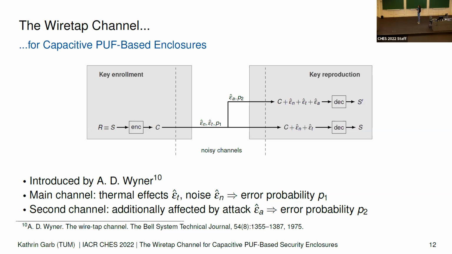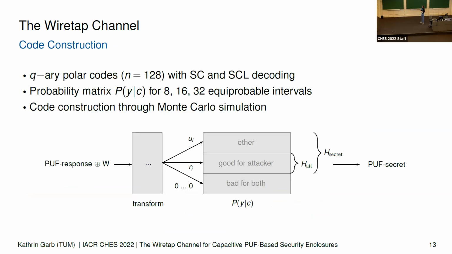And on the second channel, we will additionally have the effects of an attack. So this is why we have a different error probability P2 here. The goal now is to hide this information on the main channel from the attacker through the noise on the second channel. And the way to construct such a wiretap channel is that we use polar codes with successive cancellation and successive cancellation list decoding.